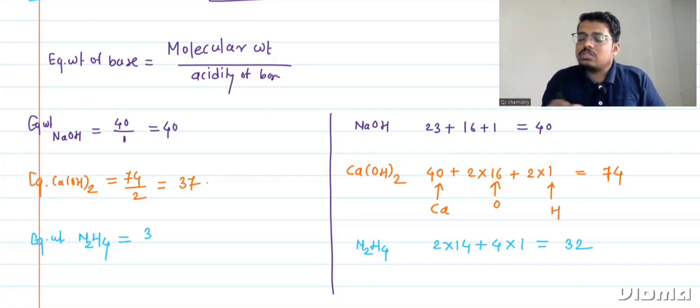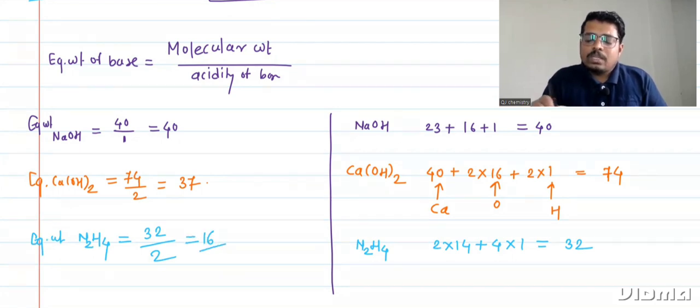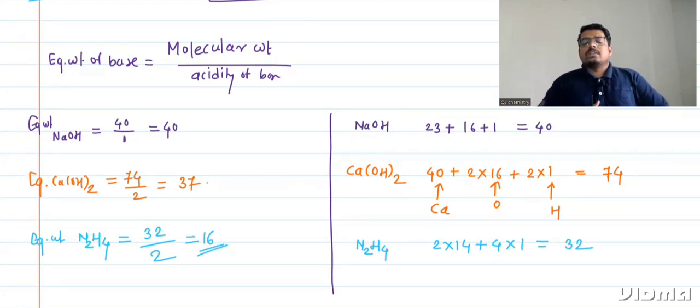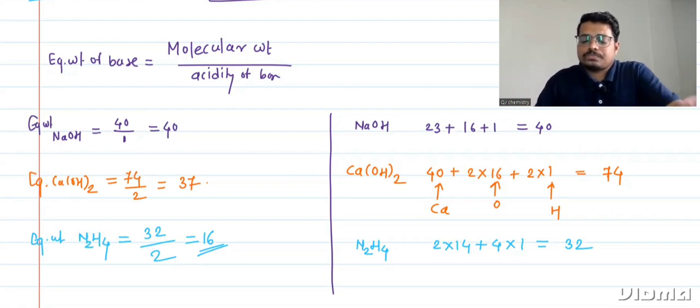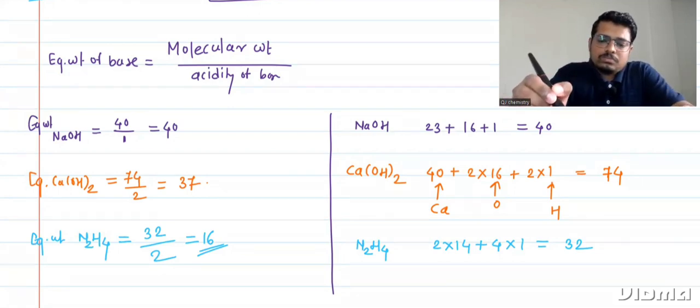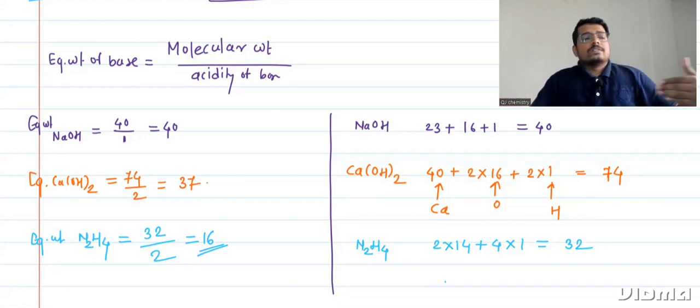32 divided by 2, which is equal to 16. Equivalent weight of hydrazine is equal to 16. Okay, so this is about equivalent weight and n factor calculation in case of base. Now we'll move on. Next point, that is element.